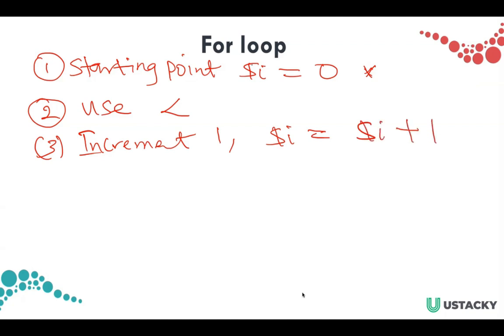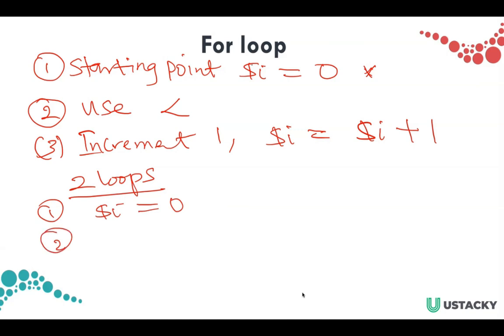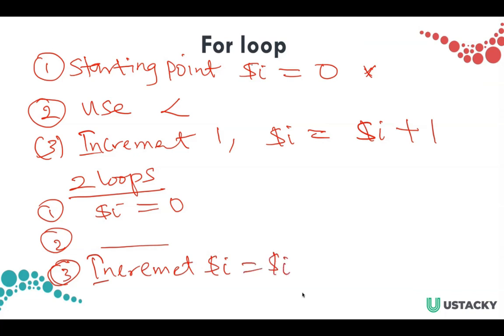For example, to write two loops, we know our starting point is $i equals to 0. We've not determined the condition. And the increment, which is the third component, will be $i equals to $i plus 1. So now to write the second component. Let us assume we have our graphical representation. The increment is 1. And this is the starting point, this is $i. $i as the ending point of each loop.